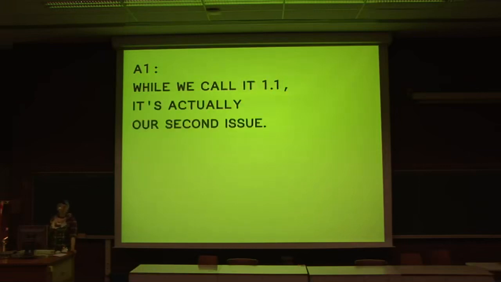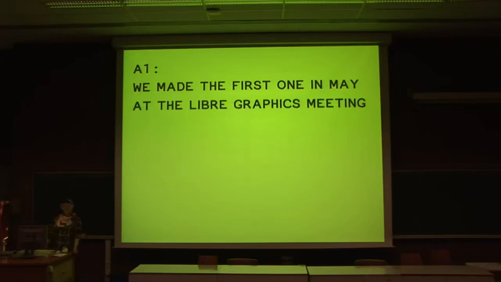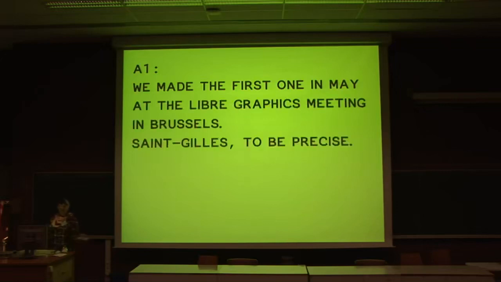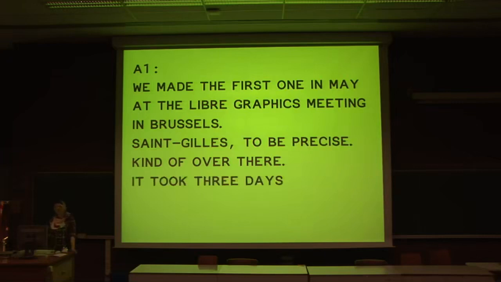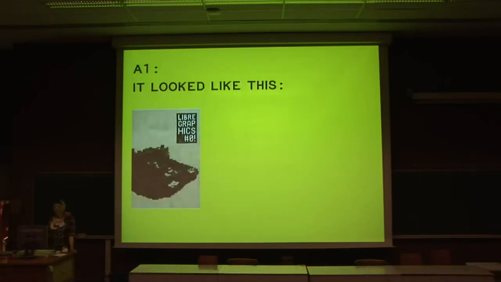So, we released issue 1.1 in November 2010. And while we call it 1.1, it's actually our 2nd issue, because we made another issue in May at the libregraphics meeting in Brussels. Here. So to be precise, Saint Gilles, which is sort of, I think, over that way. I don't know. So that one took us 3 days, 12-hour days, but we actually did do it. We created a small, sort of half of an A4 sized magazine that was the precursor to what you've just seen me holding up. We called that one number 0, and it looked like that.